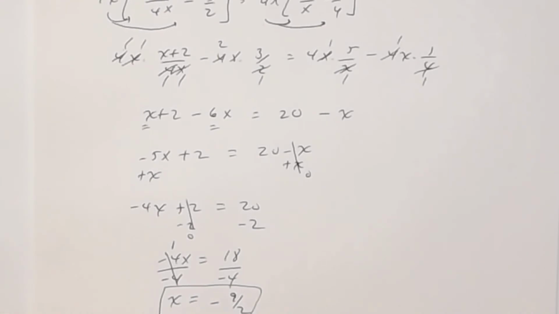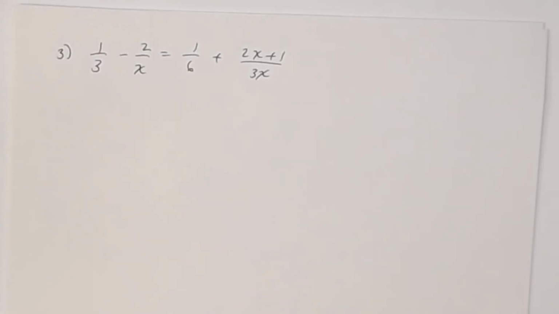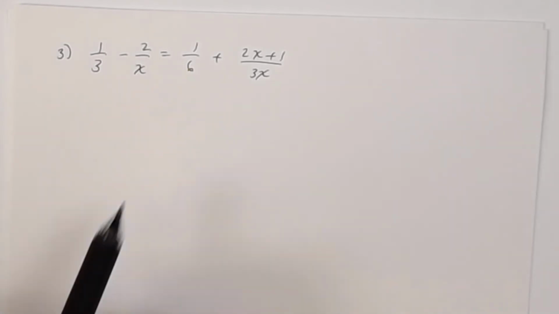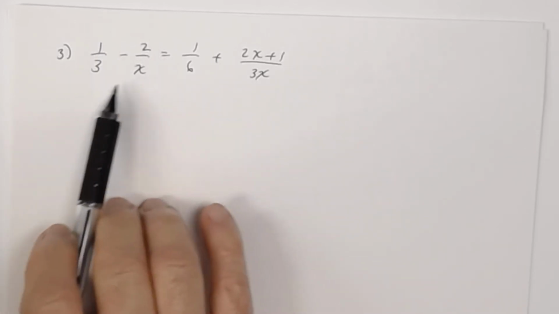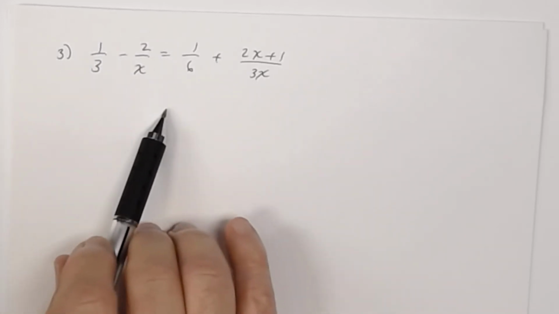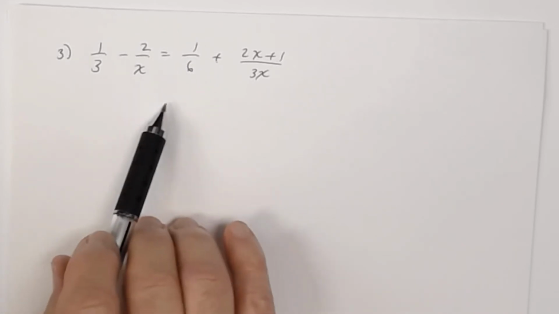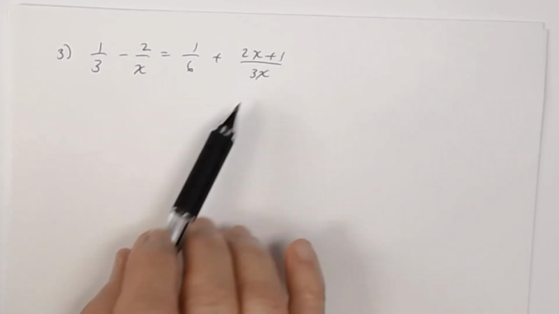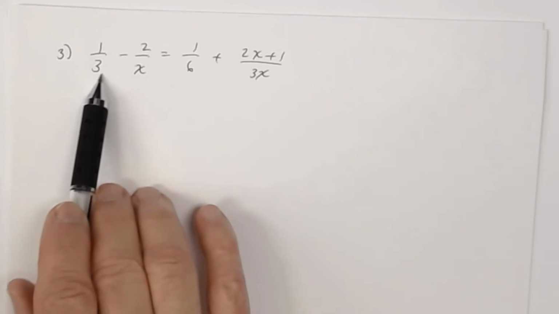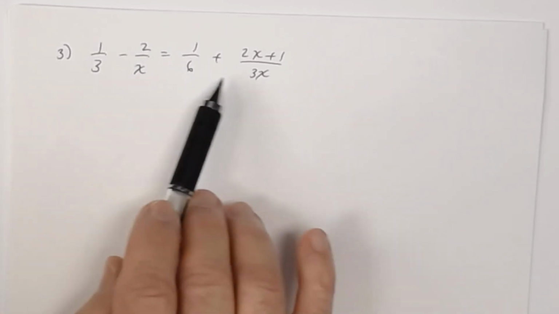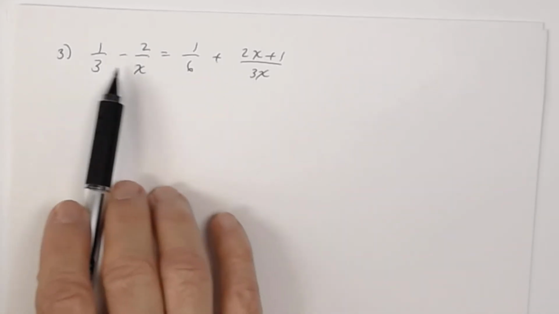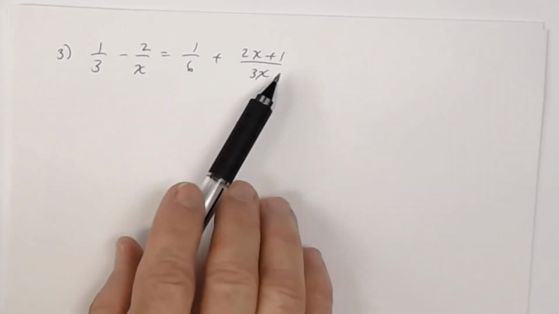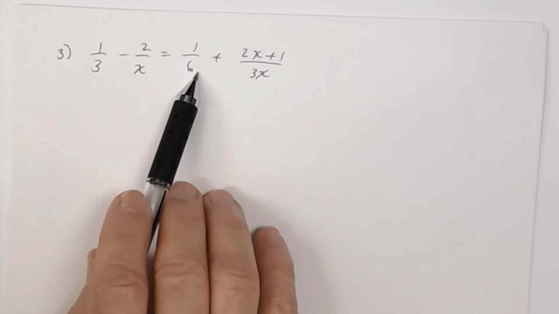Okay, let's look at number 3. So number 3, we have this rational equation. And notice that this rational equation has all these rational expressions: 1/3, -2 divided by x, +1/6, and then (2x plus 1) divided by 3x. Notice also that these denominators are all monomial factors, so there's nothing to factor. So those are the easy kinds where you have a rational equation where the denominators are monomial factors.